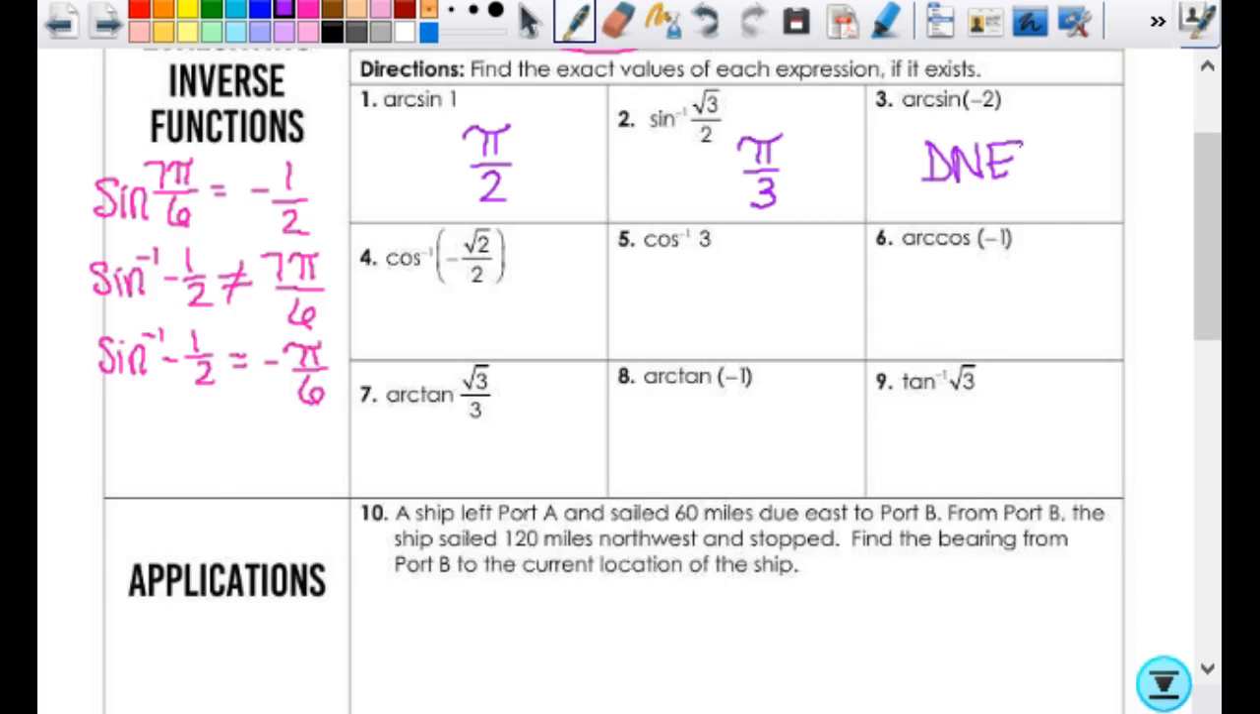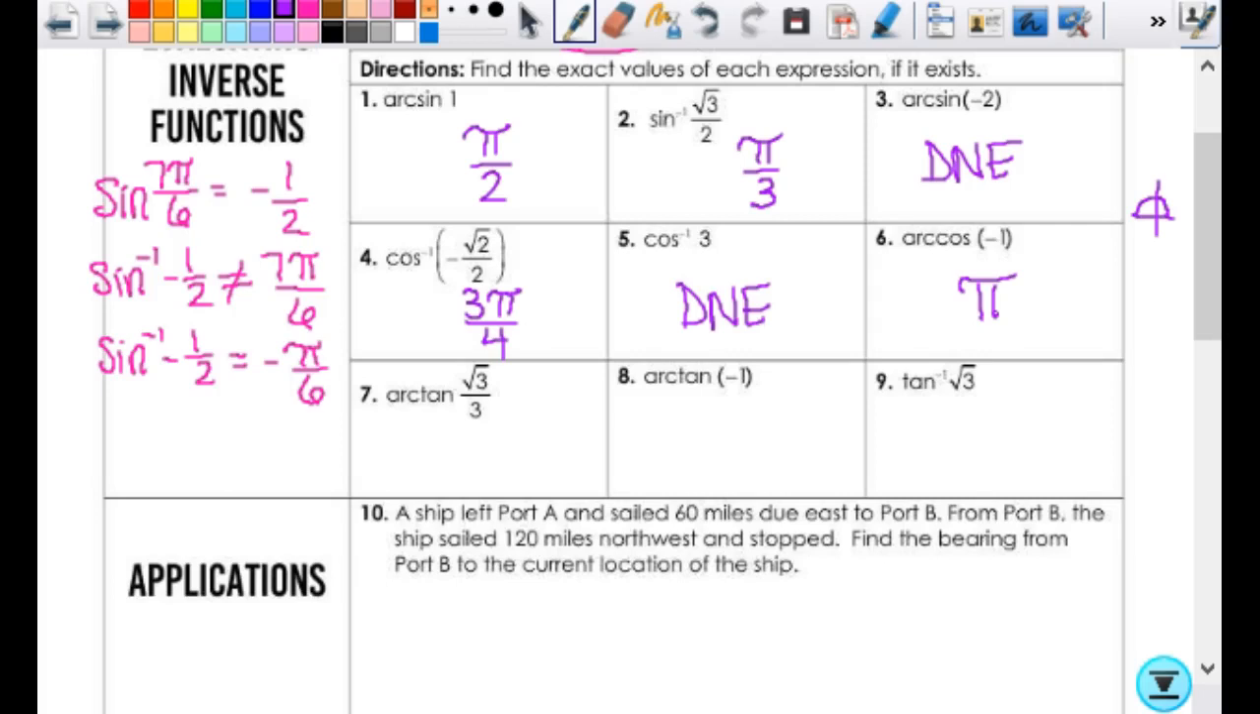This is a negative square root of 2 over 2. 3 pi fourths, because for cosine we use quadrants 1 and 2, and so this would have to be 3 pi fourths, because your range here goes from 0 to pi. Okay, we good? All right, cosine inverse of 3 does not exist. It's the arc cosine of -1. Pi, because, I mean, you're here, this unit circle is 0, and then, there you go, so it's pi.